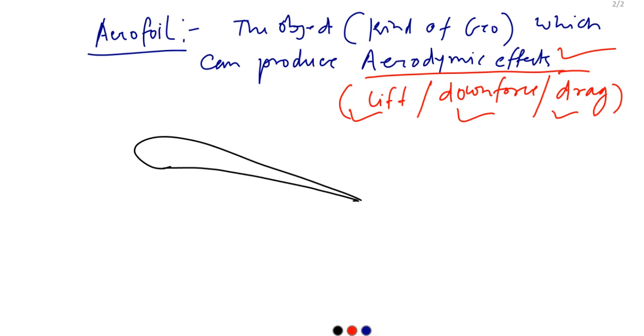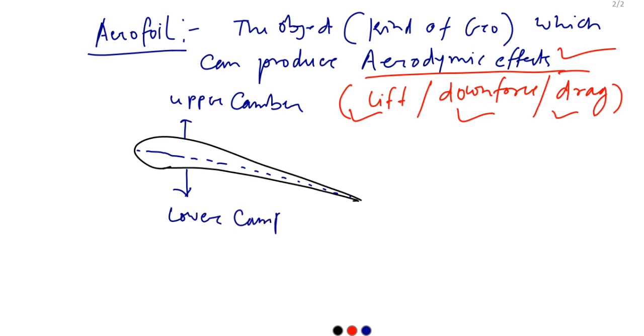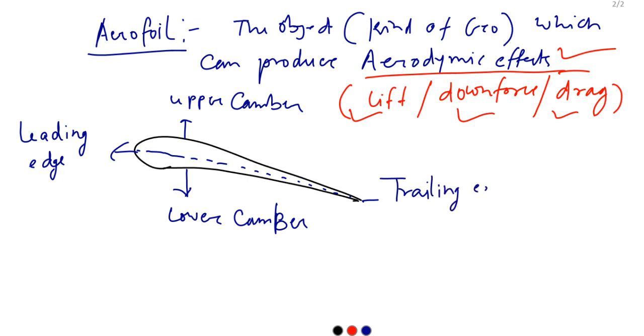First of all, let's understand the nomenclature of this. This upper line is called the upper camber, and the bottom line is called the lower camber. This one is called the leading edge, and this one is called the trailing edge. This one is the upper camber, this one is the lower camber, and the central line is obviously called the chord line.